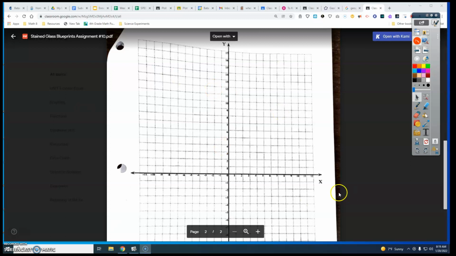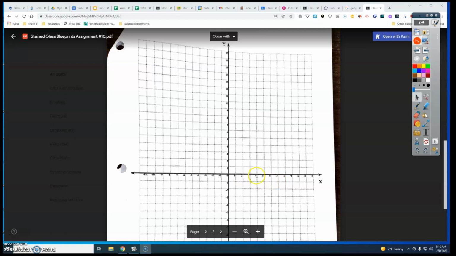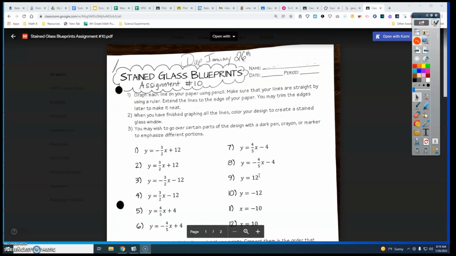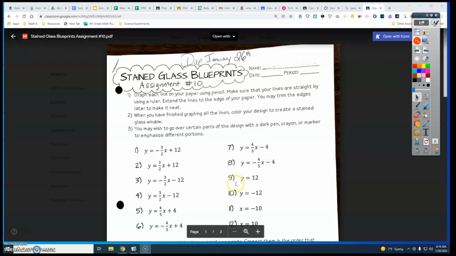So what you see on the page here is our stained glass blueprint assignment number 10, which is due on January 26th. I just want to do a quick tutorial, a quick run-through, on how you want to go about doing this. So here's the graph, but I'm going to go up to the actual assignment itself. This is on Google Classroom, so if you forget it, it's still here. So a couple things. Reading the directions is very important.